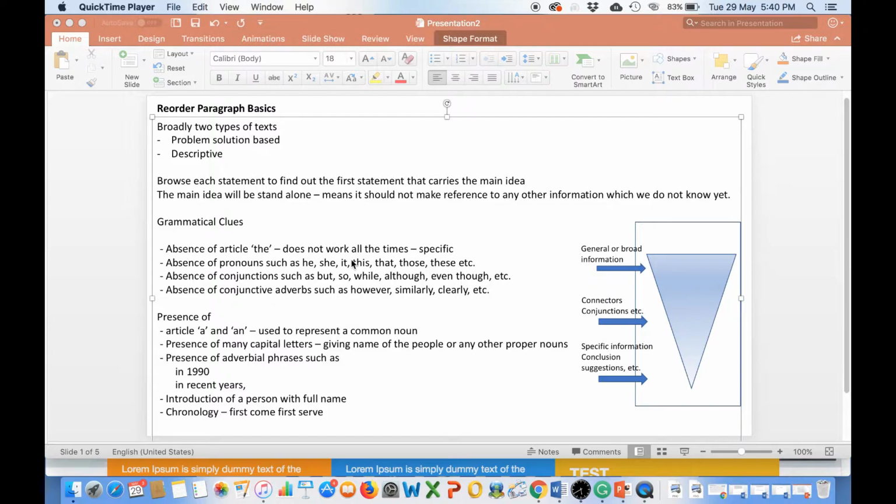In today's tutorial I'm going to discuss the reorder paragraph. Now, reorder paragraph is one of the most challenging item types in the reading module of PTE, and after repeated attempts many people struggle.